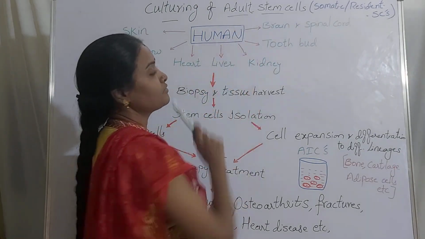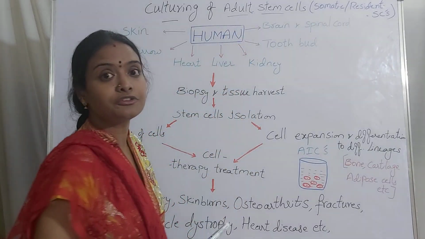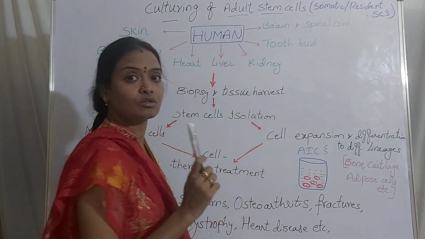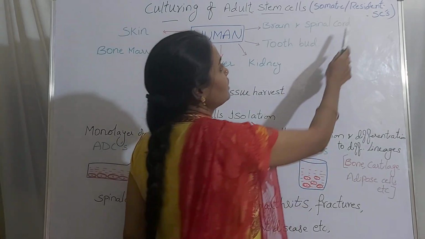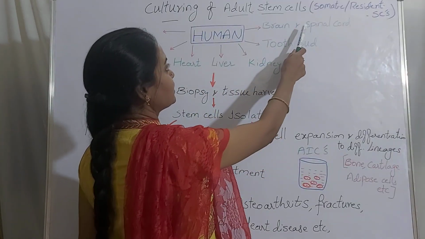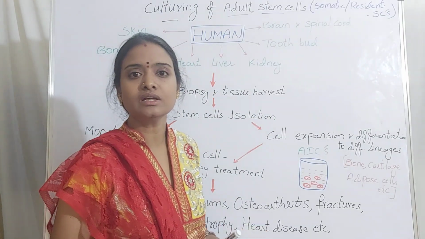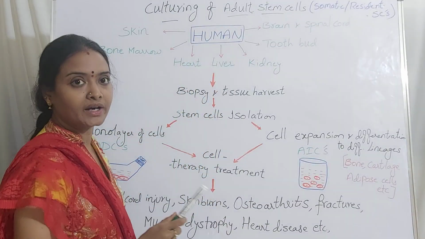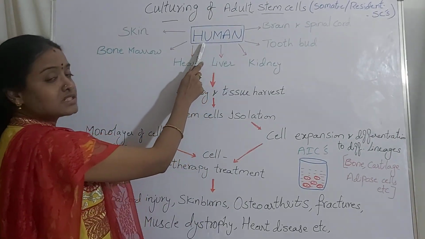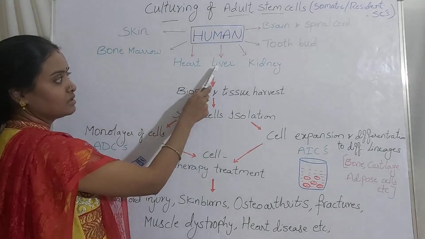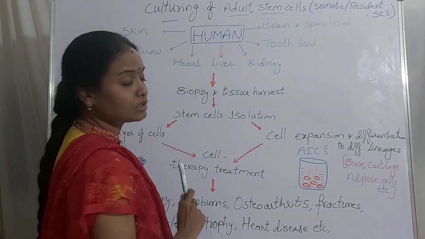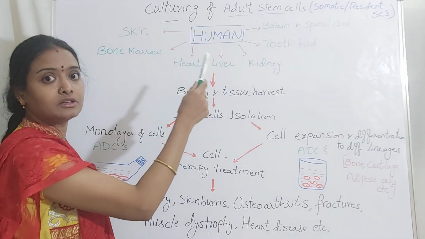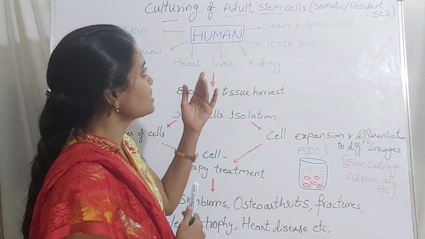First, the name itself implies that these stem cells are obtained from an adult organism or any developed organism. Right? So these adult stem cells are also referred to as somatic stem cells or resident stem cells. These somatic or resident stem cells are present throughout the tissues of the human body or the organism. So if you take a human, where can you find these adult stem cells? You can find them in skin, bone marrow, heart, liver, kidney, tooth bud, brain and spinal cord, and even in the rib cells. Right? So in different tissues and different parts of the human, you can isolate these adult stem cells. Right?